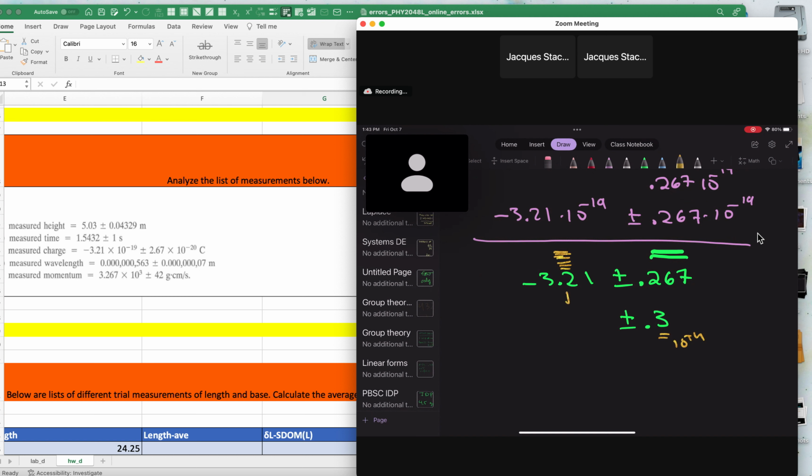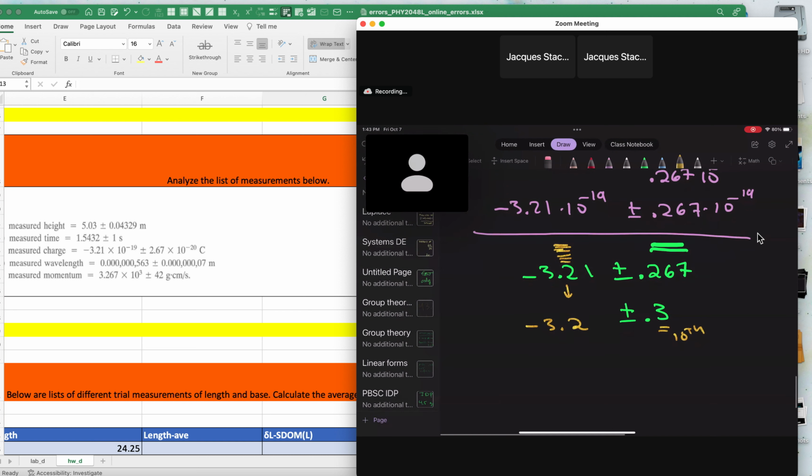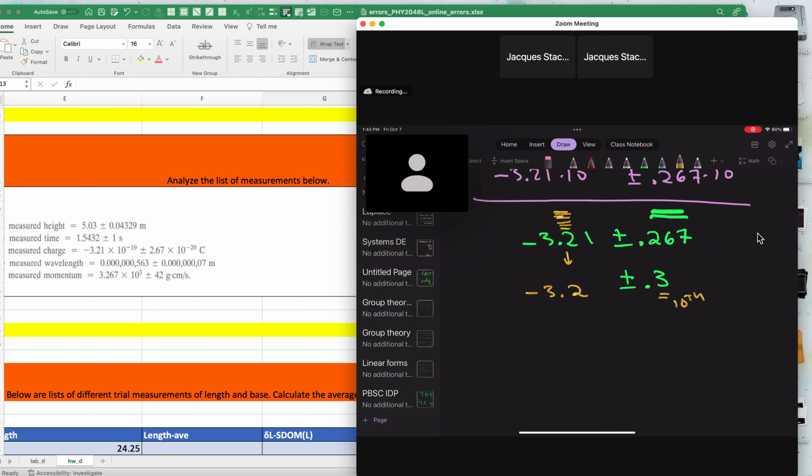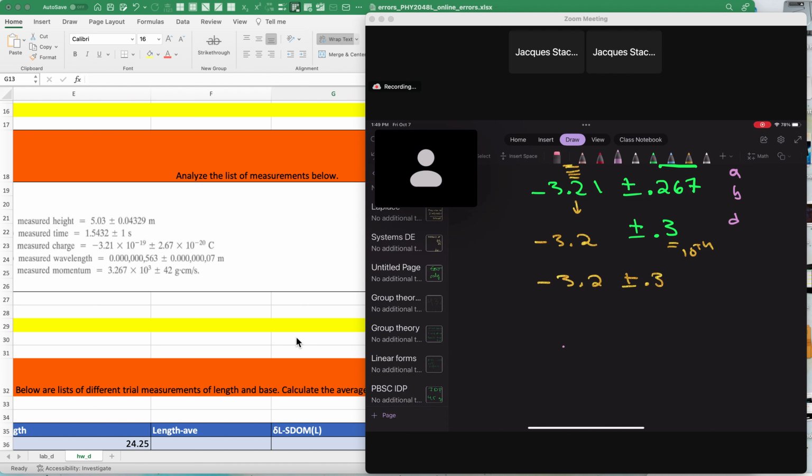So that means that this number here also needs to be rounded to the tenths place. So when you round that to the tenths place, it's going to become minus 3.2. And that completes it. So if you write the full answer, this is going to be, well, just write this down. So what you have is 3.2 plus or minus 0.3. So the error is 1 sig fig, and this number has been rounded to the same decimal place as the error. And now going back to this problem, these are the same steps that you're going to apply for A, B, D, and I believe E.